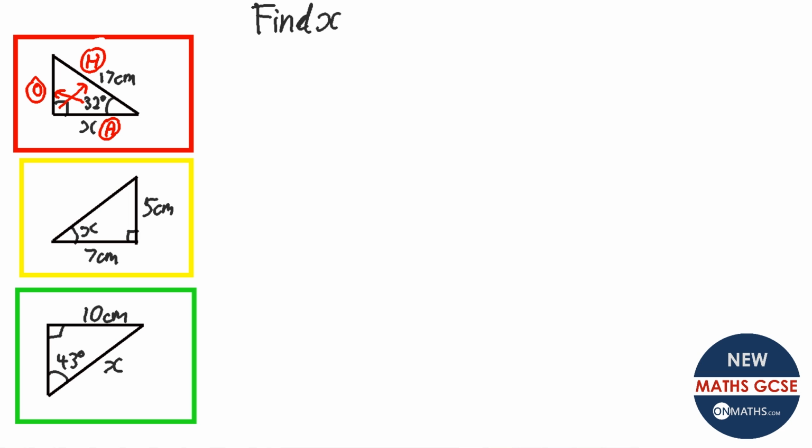The next step is to cross off the one that doesn't have a number or a letter next to it. So the H has the 17 centimeters, the A has the X, which is what we're trying to find, and the O doesn't have anything next to it, so I cross that out.